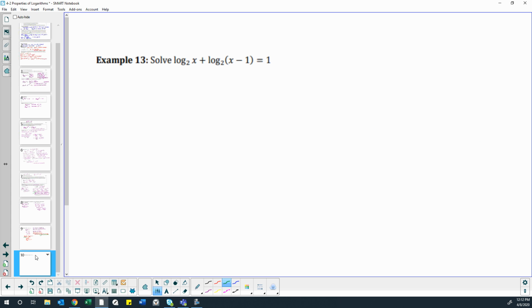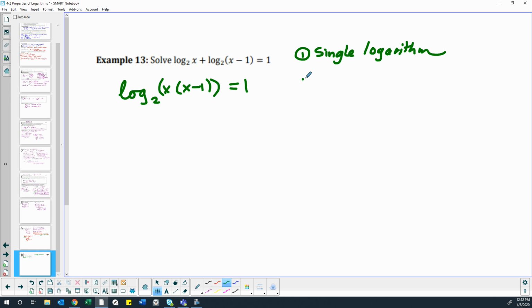Okay, our last equation here, we are going to go ahead and put it together as a single logarithm. So we have log base 2 of x times x minus 1. That whole thing is part of our argument. Now we're going to change to exponential form. So that would be our base 2 to the first power equals x times x minus 1.